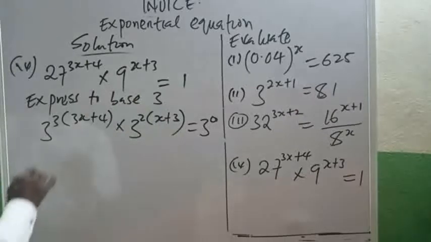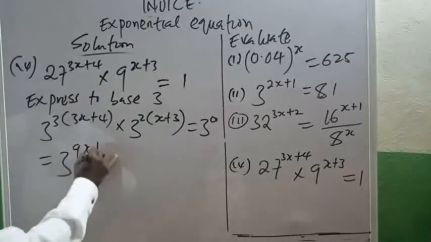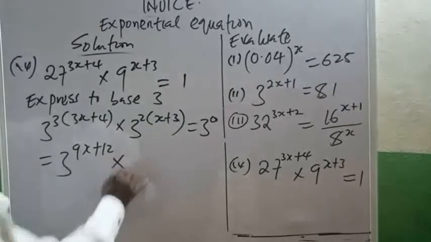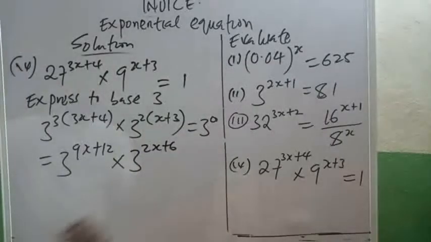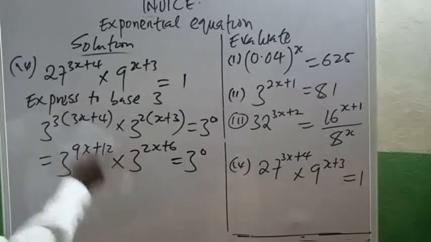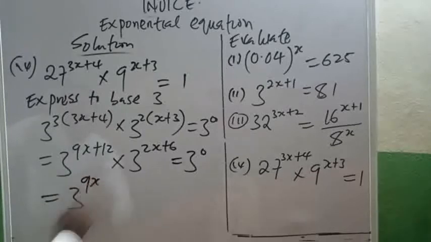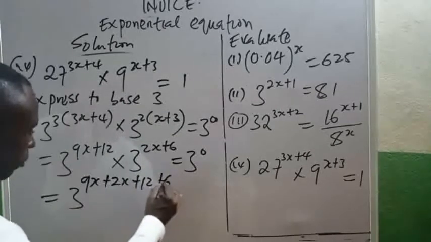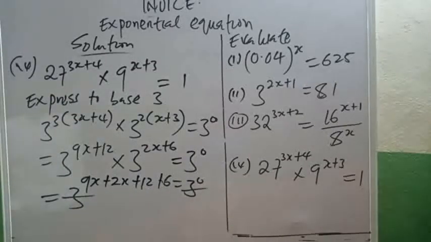So if we expand this, this will be 3 raised to the power of 9x plus 12 times 3 raised to the power of 2x plus 6 is equal to 3 raised to the power of 0. So add this and this because of multiplication. So we have 3 raised to the power of 9x plus 2x plus 12 plus 6 is equal to 3 raised to the power of 0. So I'll cancel the base.